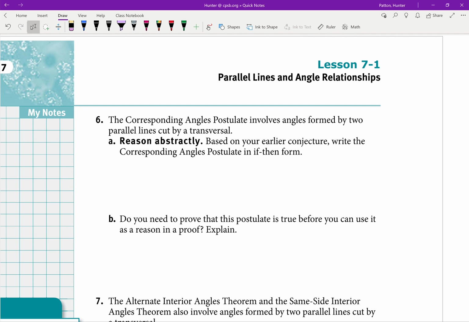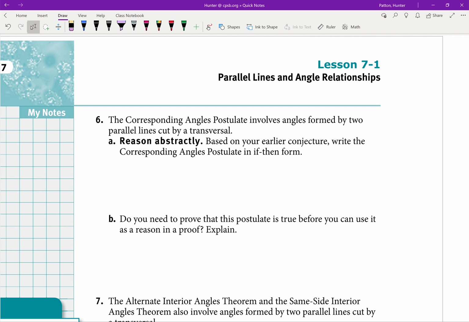We remember with if-then form, we have a hypothesis and then a conclusion. So if something, then something. Don't be scared and don't be freaked out if your answer is not exactly like mine, because I'm actually going to pretty much write down the actual statement of the corresponding angles postulate. There might be a few details you may need to add in there, okay?